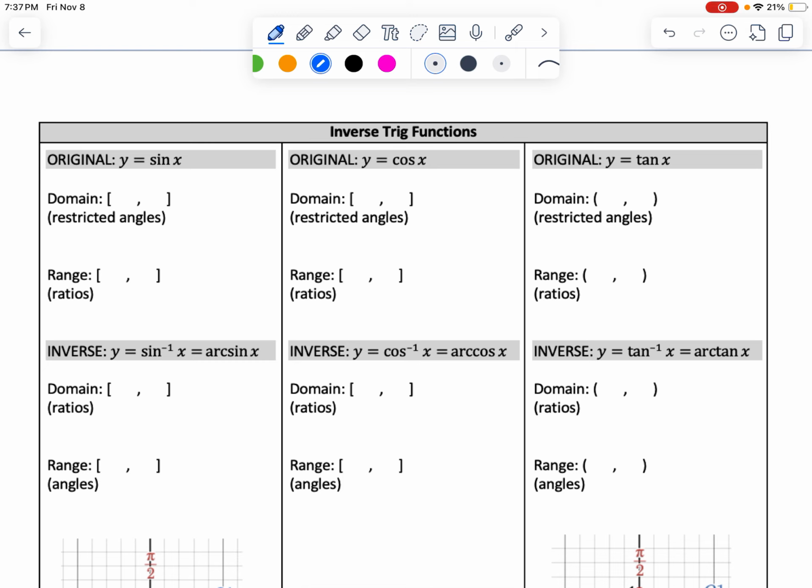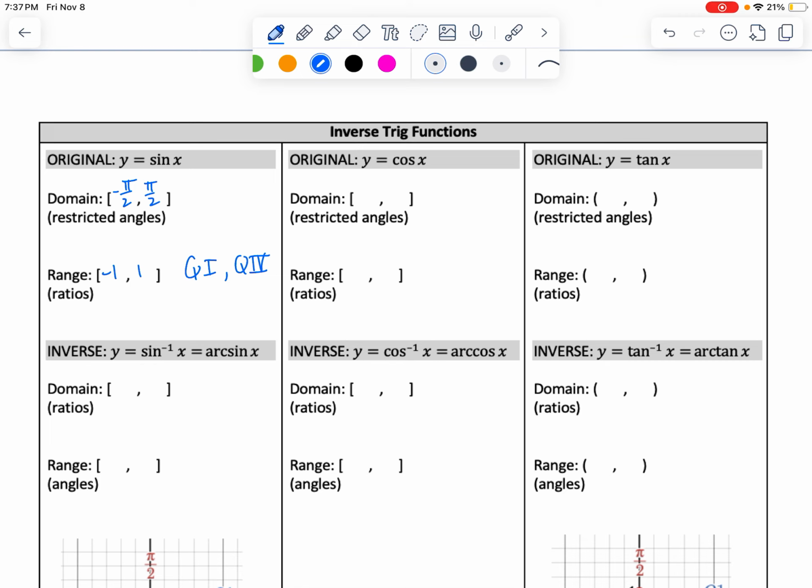So if I were to look back at it, the domain of a sine function is from a negative pi over 2 to a positive pi over 2. And then the range, it looks like it's from negative 1 to 1. And then again, we're only focusing on quadrants 1 and 4 when we're talking about my restricted sine function.